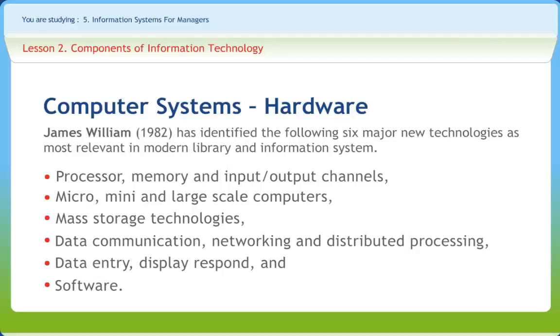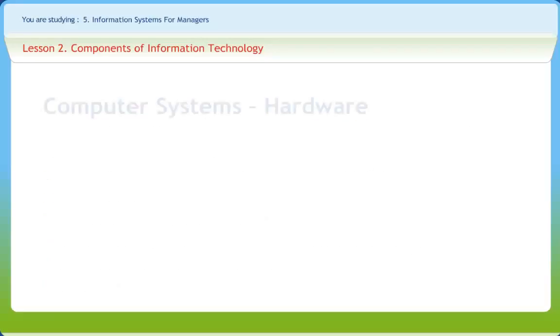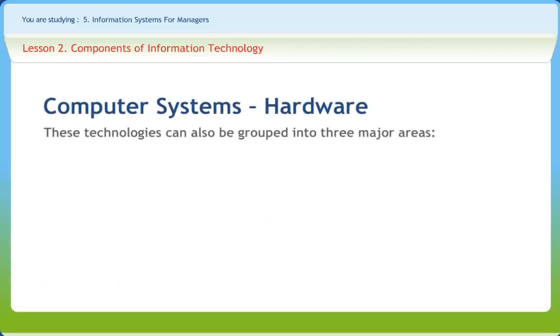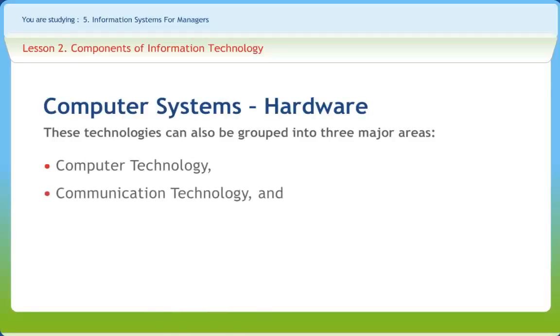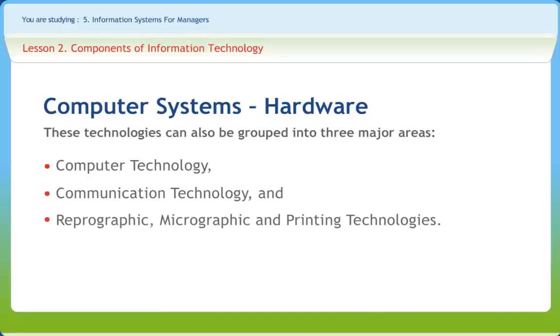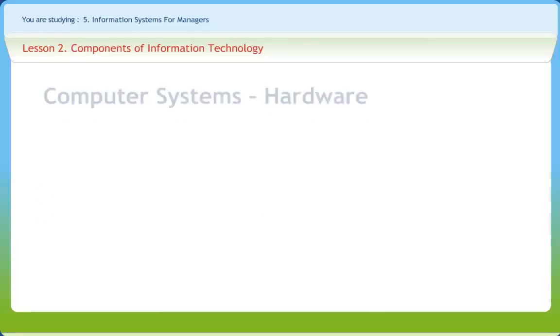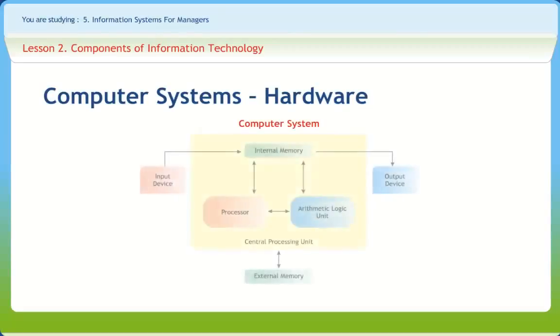A computer is more accurately referred to as a computer system consisting of hardware, the physical components, and software, the program that controls it. These technologies can also be grouped into 3 major areas, namely computer technology, communication technology, and reprographic, micrographic, and printing technology. The figure shown here depicts the interrelatedness of various components of a computer system, as well as the construction of the latter.